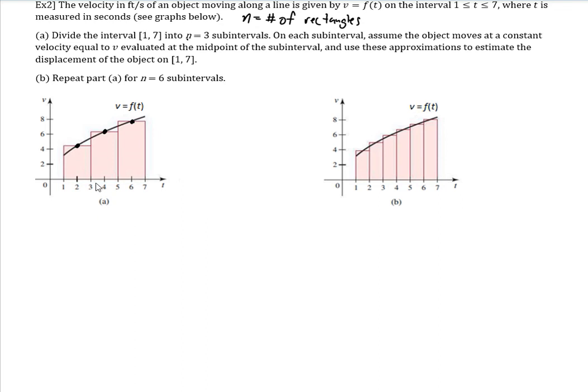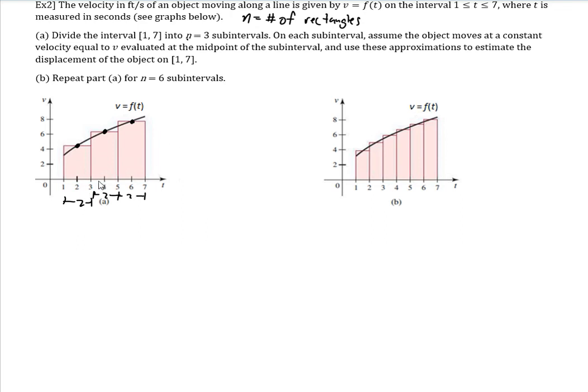Okay, and so all we're going to do with this problem is we're going to show that, hey, the base of each of these rectangles from 1 to 3, that's a length of 2. So is it from 3 to 5, so that's also a length of 2. And then from 5 to 7, that's also a length of 2. So we know the base of each of these rectangles is 2. Okay, so we've got the base is 2, and then we have the heights are different heights.